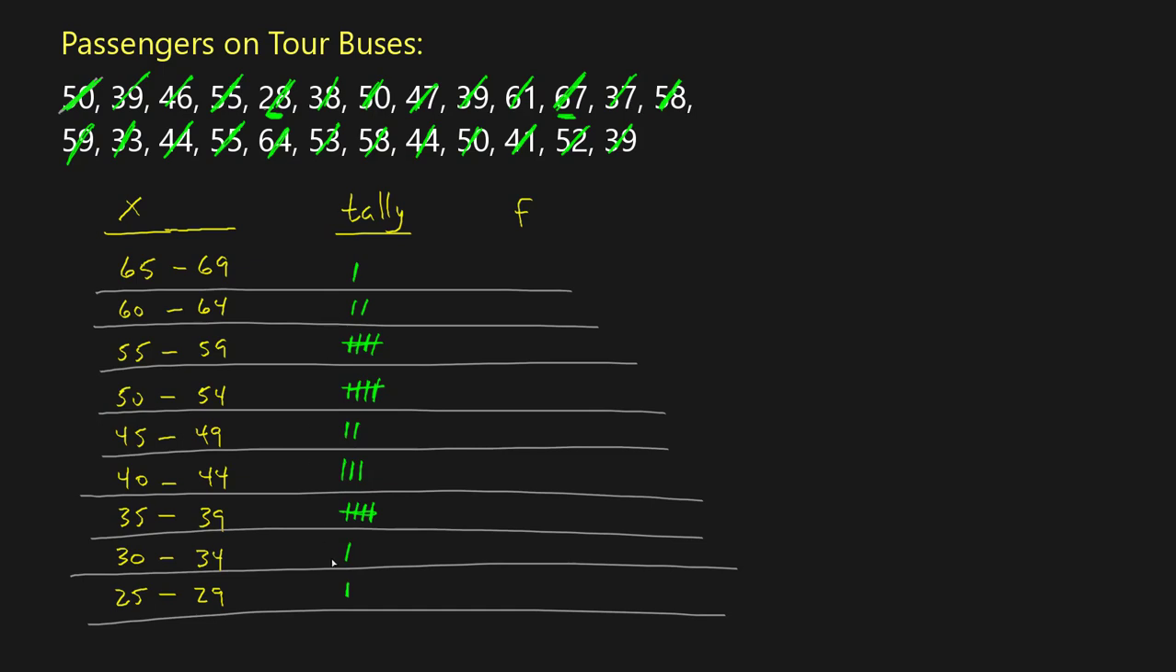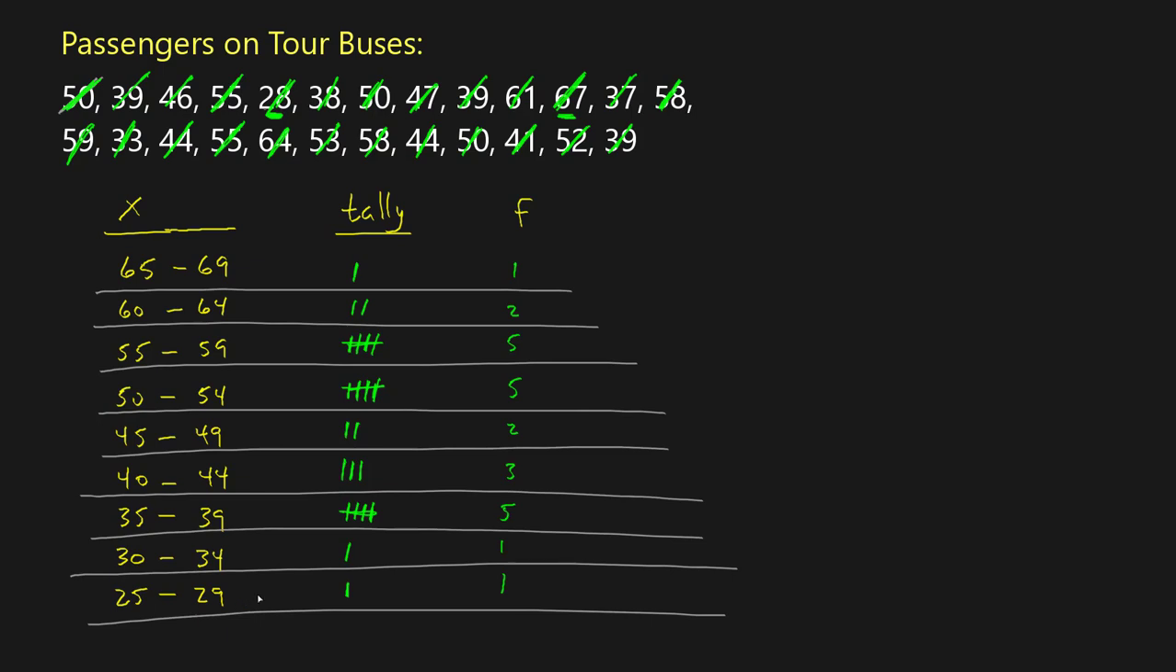But the reason, again, for the tally was to make sure that I go through systematically, and then I can list my frequencies fairly simply. So my frequency in the 65 to 69 category or class interval is just 1. I have 2 values that fall between 60 and 64. I have 5 values that fall between 55 and 59. I have another 5 values that are between 50 and 54. 2 values here, 3 values here. 5 values again sit between 35 and 39, and then only 1 in each of the lowest categories there.